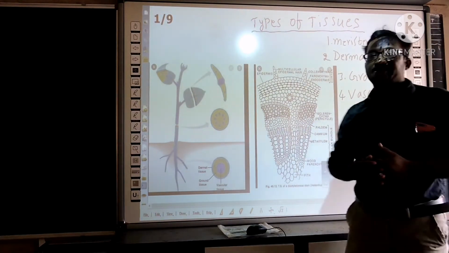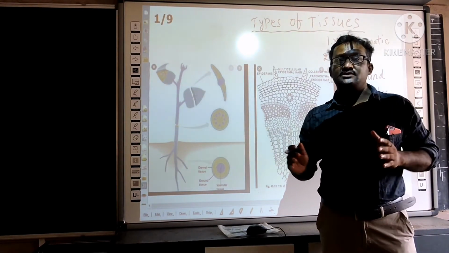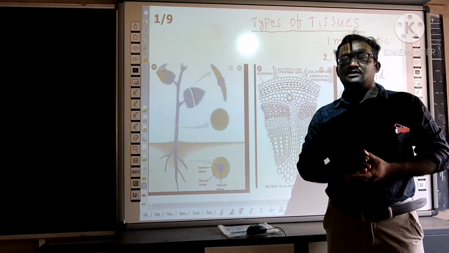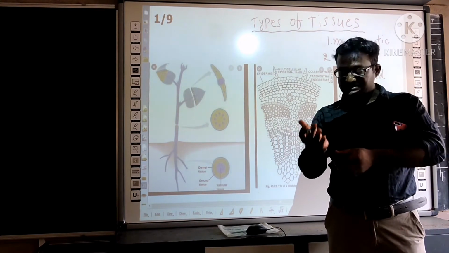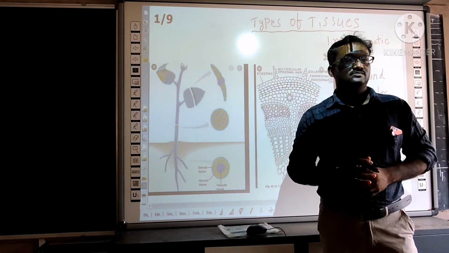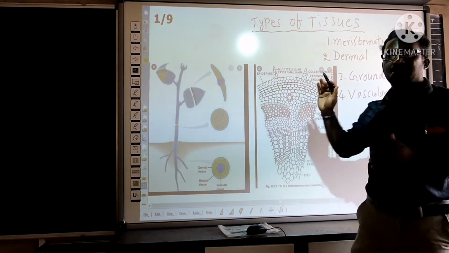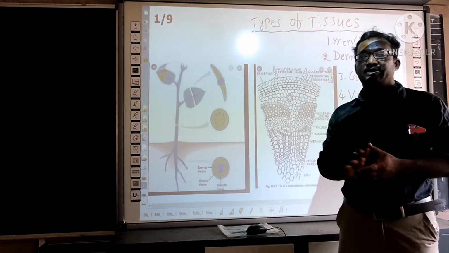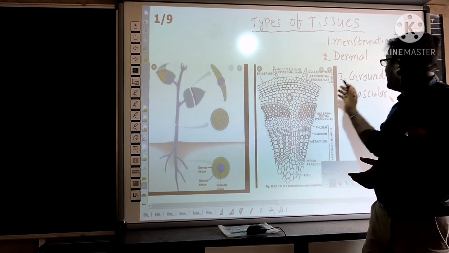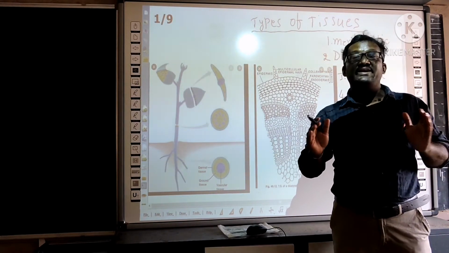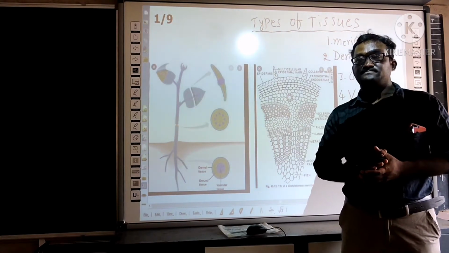The dermal tissue is responsible for the protection of the internal parts. It is the outer covering. We can compare it with the skin of our body. The skin protects, like dermal tissue also protects, as it is the outer covering of the body. And the ground tissue connects or tags the various types of tissues.